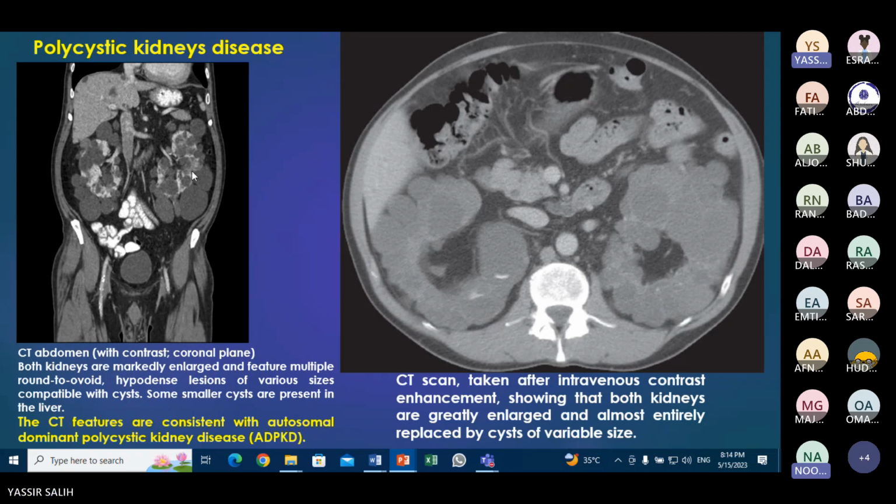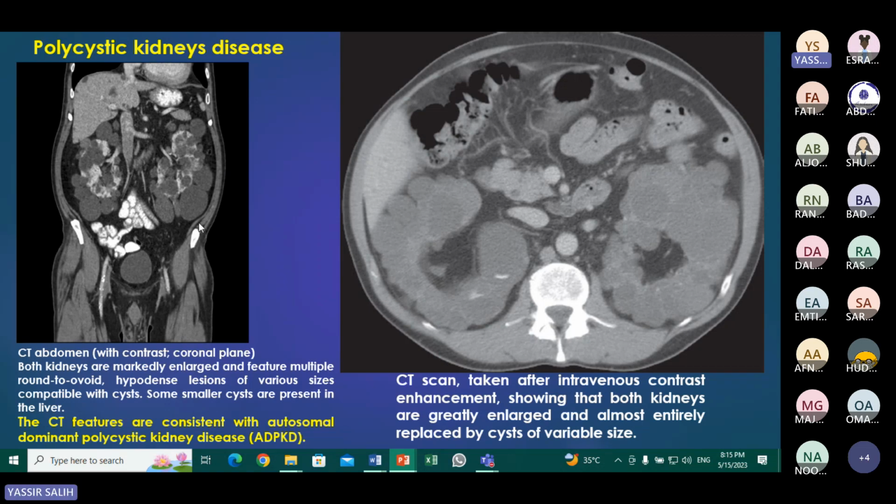Multiple cysts in both kidneys, cysts of different sizes, this one large and this one small. They are bulky kidneys with multiple cysts. The white part is the normal parenchymal tissue, but all the rest is cysts of different sizes scattered in the renal parenchyma, with large and bulky kidneys bilaterally.